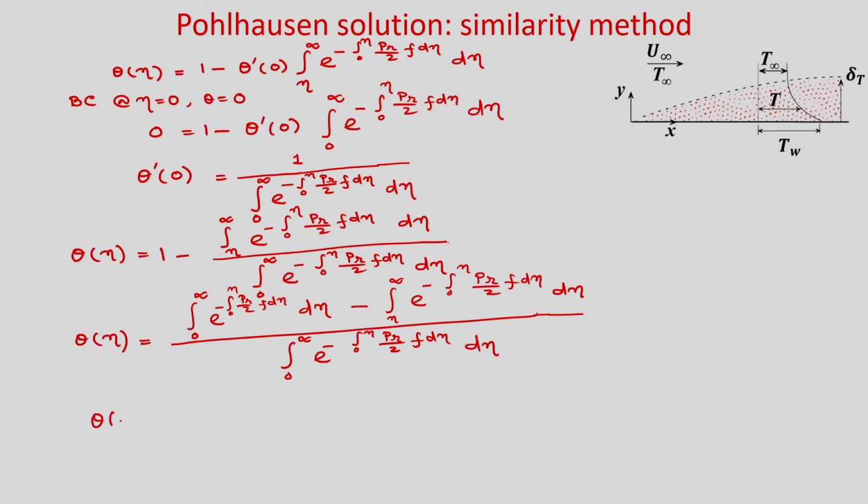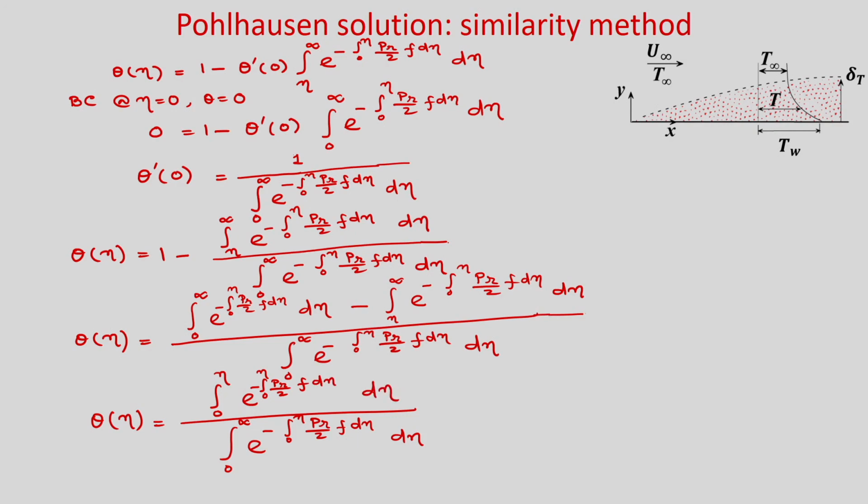So, theta eta you can write the integral from 0 to infinity of e to the power minus the integral from 0 to eta of Prandtl number by 2 f d eta, d eta, and this we are writing now 0 to eta, 0 to infinity and it is eta to infinity. So, you are subtracting. So, you will get the limit 0 to eta of e to the power minus the integral from 0 to eta of Prandtl number by 2 f d eta, d eta. So, this expression also we can write in terms of f double prime.